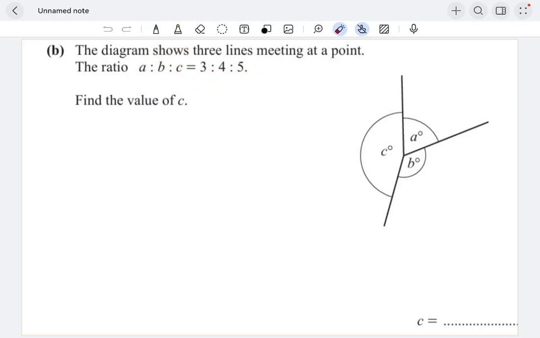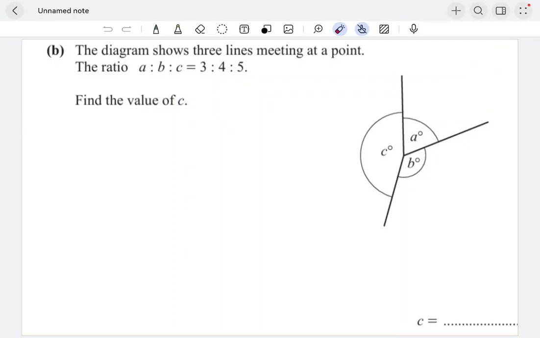Some students get confused and think that A is equal to 3 degrees, B is equal to 4 degrees, and C is equal to 5 degrees. That's wrong for sure. It could be 3 degrees, but it doesn't mean that it has to be 3.